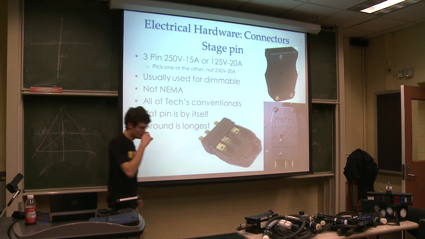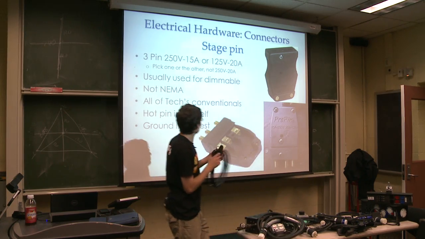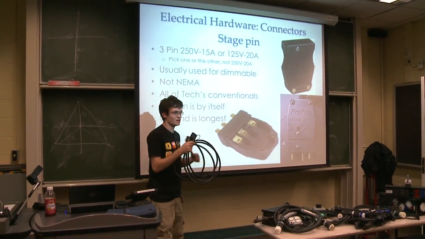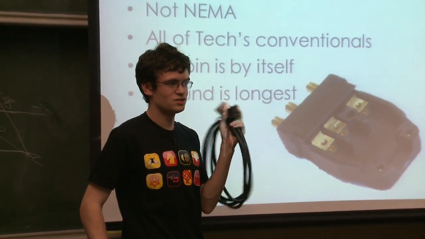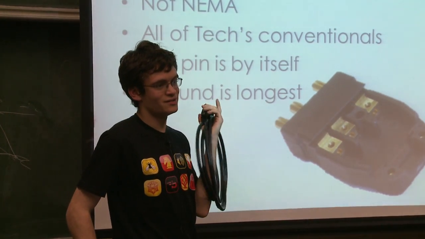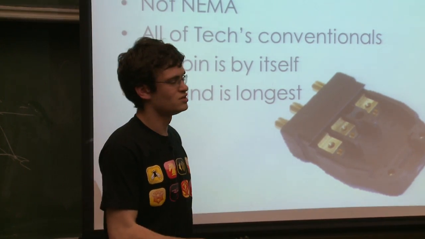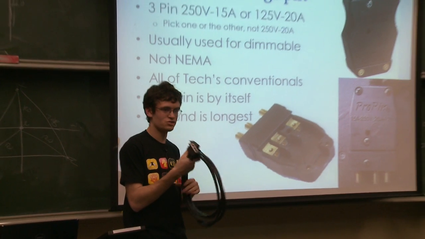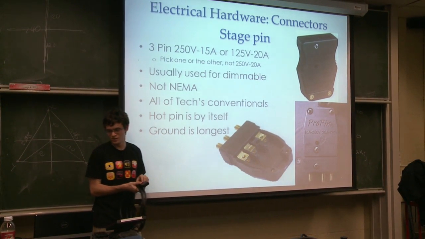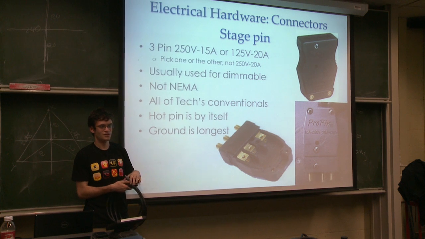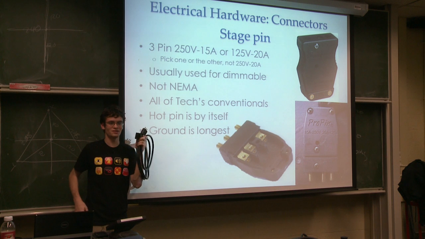Okay, stage pin, which I also have an example of. So stage pin is rated for 250 volts, usually 15 or 20. It's rated for 15 amps at 250 volts or 20 amps at 120 volts. It's usually used for dim power on conventional instruments. I don't think it's rated for 20 amps at 250 volts. No, it's not. Unlike the other guys, this is not a NEMA connector.